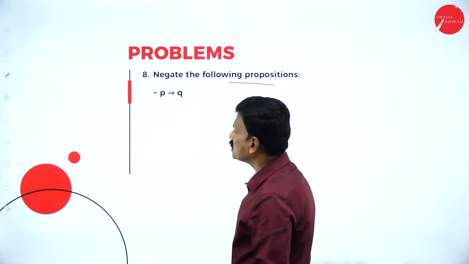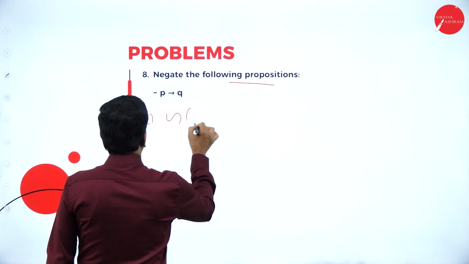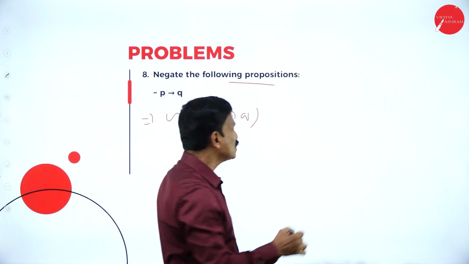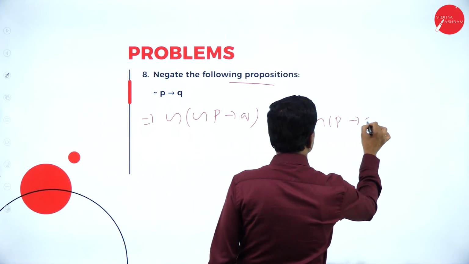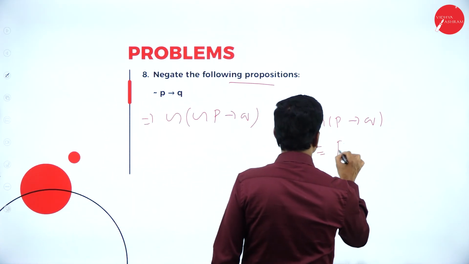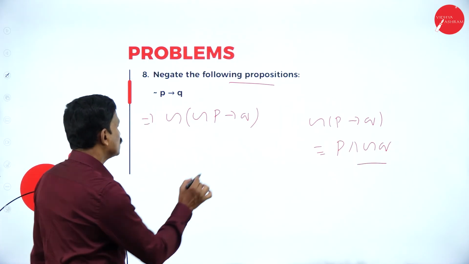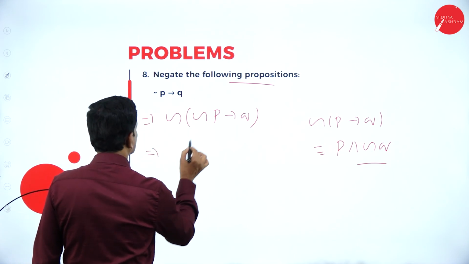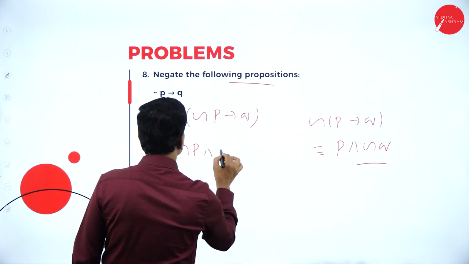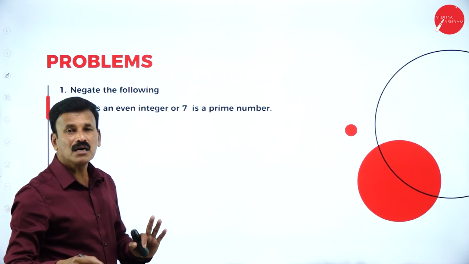Negate the following proposition. This is very simple. Negation of P conditional to Q. So negation of this, negation P conditional to Q. Now you know the rule for this. That is, negation of P conditional to Q is logically equivalent to P conjunction negation Q, right? The same concept is used for this problem. So this is equal to negation of P conditional, this becomes conjunction, negation Q. That's it. P conjunction negation Q. Okay. Now move on to the next problem.